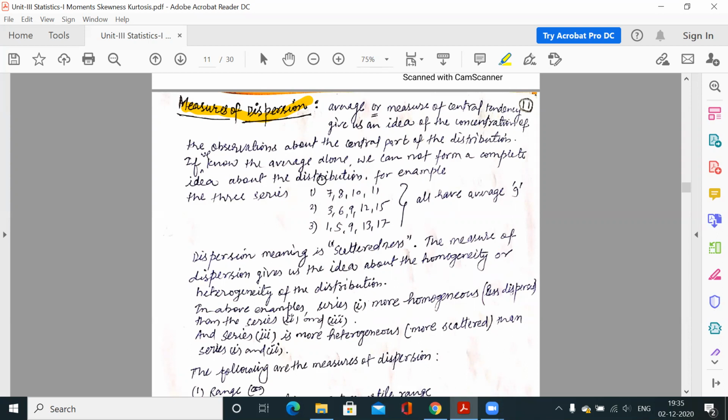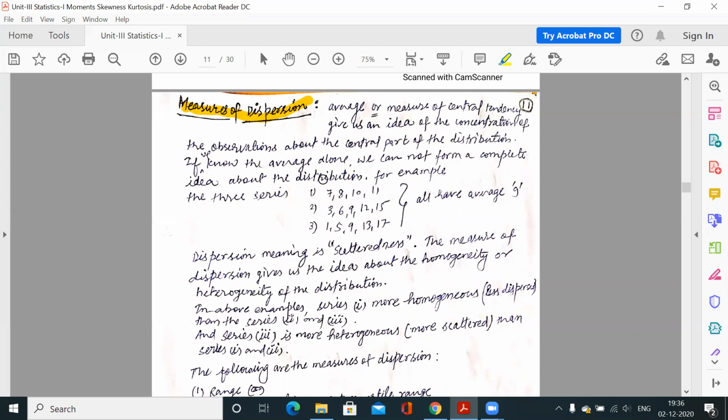If I have to compare these two students, what will I do? I will calculate the measure of central tendency, suppose the average. The first student who got 74 and 76, his average is 75. And the second student who got 50 and 100, again his average is 75. So both students performed equally on the basis of the measure of central tendency, the average.